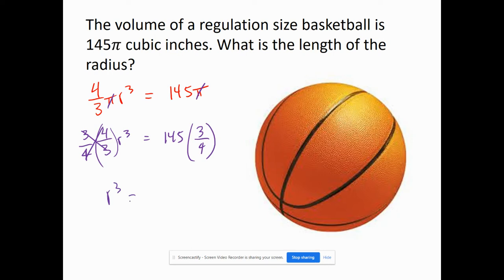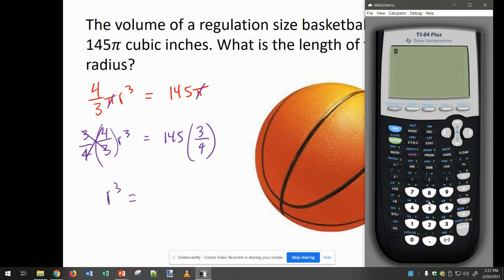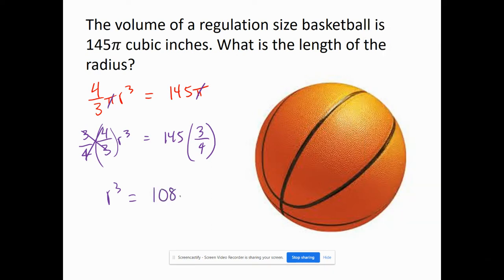So we have r cubed equals, let's get out beast mode for this. 145 times 3 over 4, and we get 108.75. That's fine. But now what in the world do we do? What number times itself 3 times equals 108.75? I have no idea. But we need to take the cube root of 108.75.